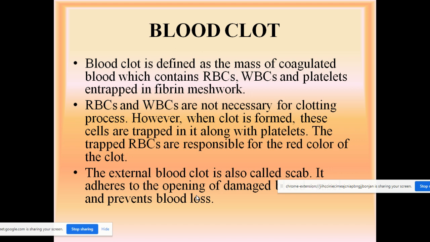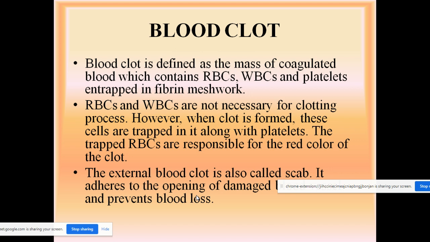Now, what is a blood clot? When we say blood clot, do you think it is only platelets? No, it also contains RBC and WBC along with the platelets trapped in the fibrin meshwork. Actually RBC and WBC are not necessary for blood clotting, only the platelets are necessary. But when this fibrin meshwork forms, if we keep blood outside in a test tube, it will clot, and the RBC and WBC all get trapped along with the platelets.